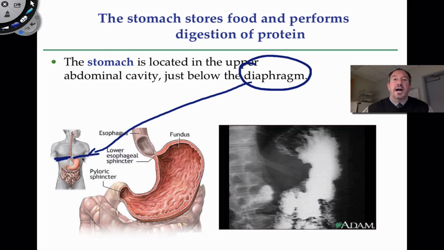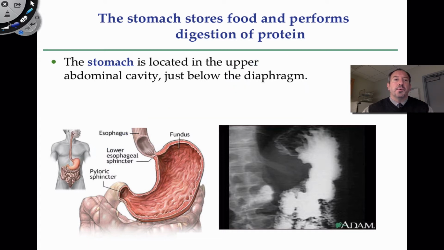And it's up a little bit higher than I think most people think. I think most people think that their stomach is down here, because they have cramps, but that's really your intestines, small intestines. The stomach's in the upper part of the abdominal cavity on the left side.